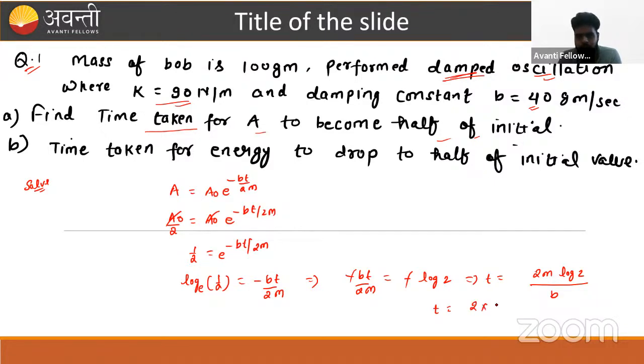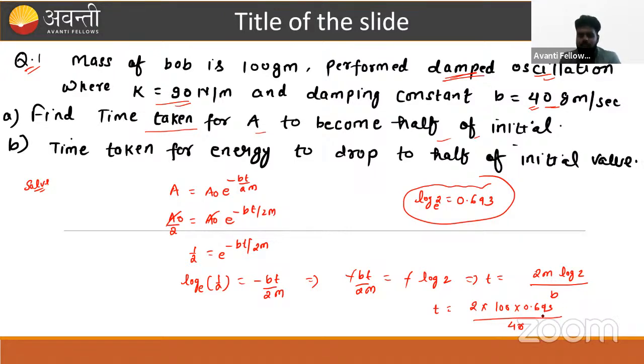Mass is given as 100 gram, and b is also given in CGS units, so there is no need to convert to kg. We can say log 2 is nothing but 0.693. We have to know the value of log 2 in base e, that is 0.693. Okay, we have to keep this value in mind. What is b, beta? That is 40. If we solve this, we will get the answer. What answer will we get here?